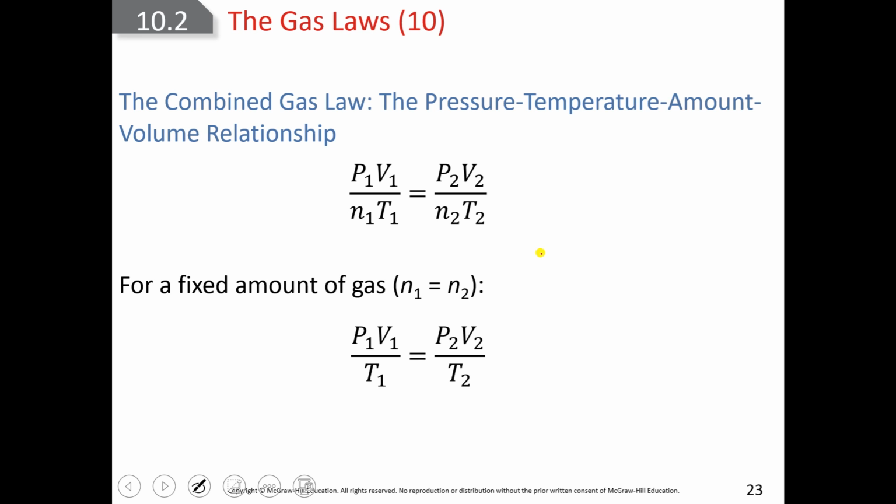Now we have the combined gas law, and this is literally just like what it sounds. It is taking all of the previous gas laws we just did and combining them into one gas law. And it is P1 V1 over N1 T1 equals P2 V2 over N2 T2. Now, little trick here. The only time you need to include the N in this equation is if there are different number of moles. Lowercase italicized n means moles.